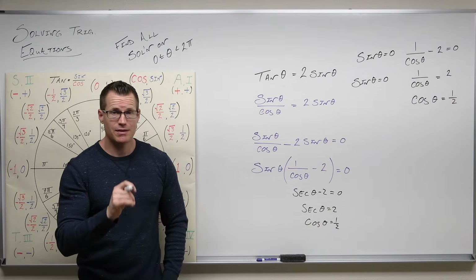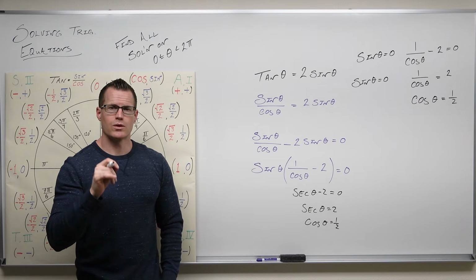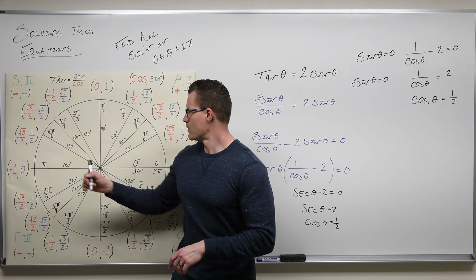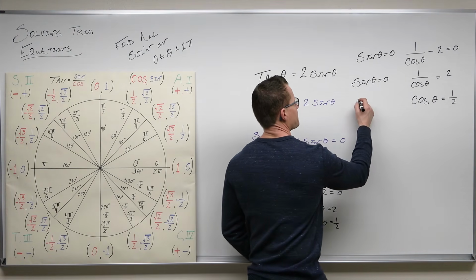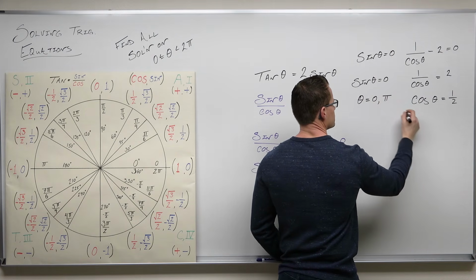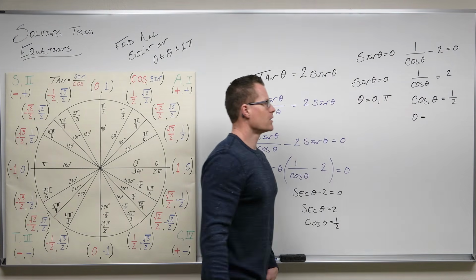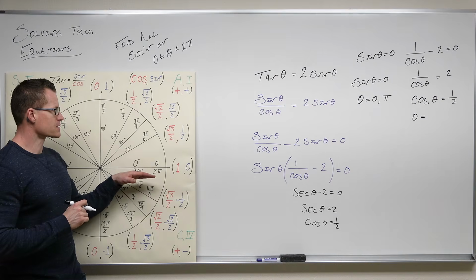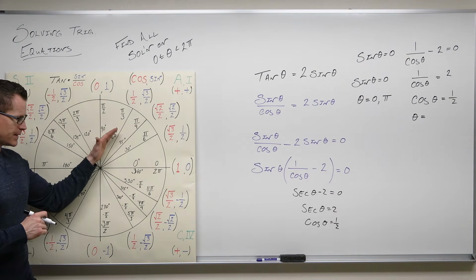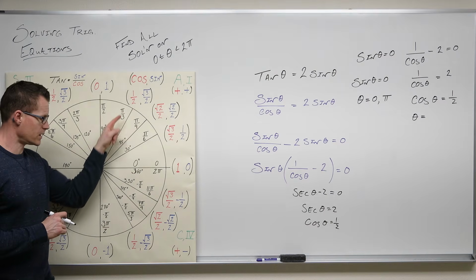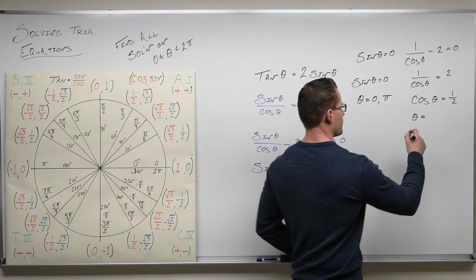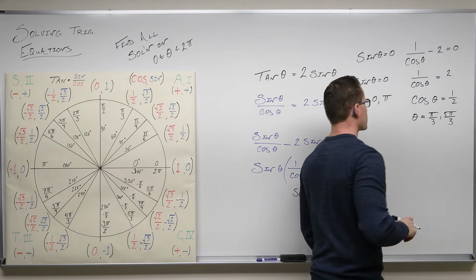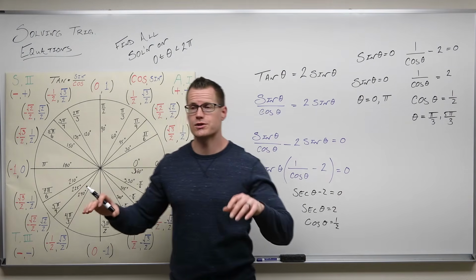We're almost done. So sine theta equals 0 says, give me the angle where the y-coordinate is 0, that's at 0, and that's at pi. Y-coordinate 0 at 0 and pi. Cosine theta equals 1/2 says, give me the angle where the x-coordinate is 1/2. That's here at pi over 3. That's here at 5 pi over 3. X-coordinate of positive 1/2. So there's 4 solutions. That's all the solutions on that interval.